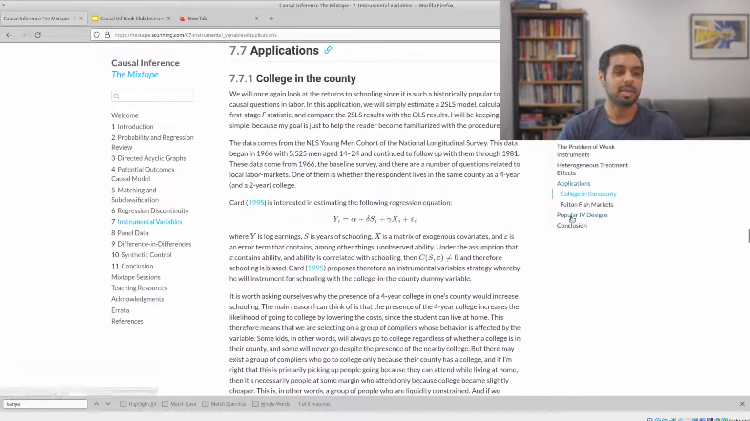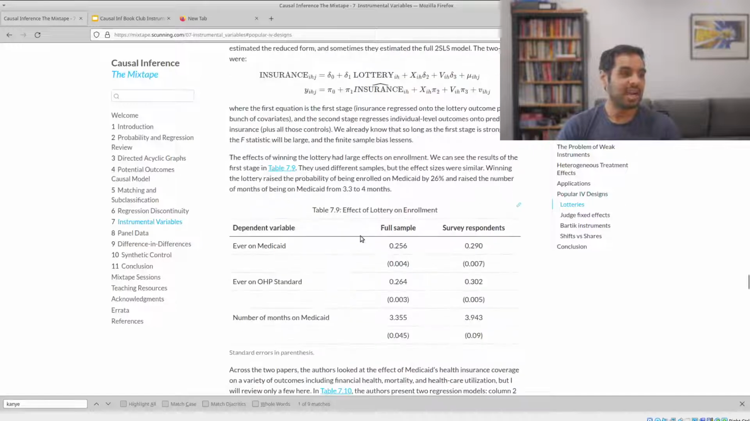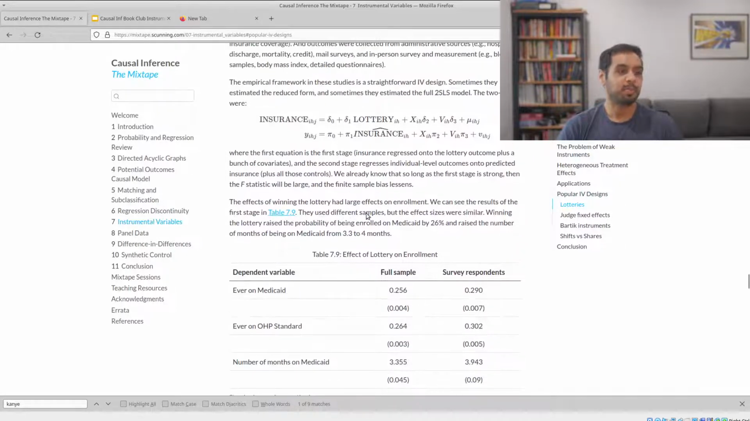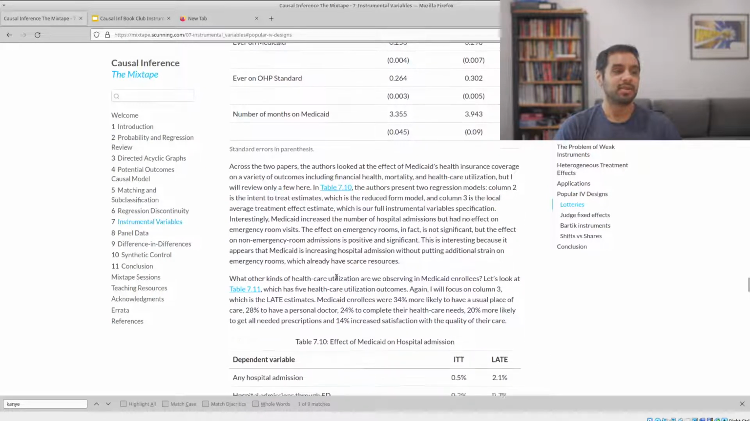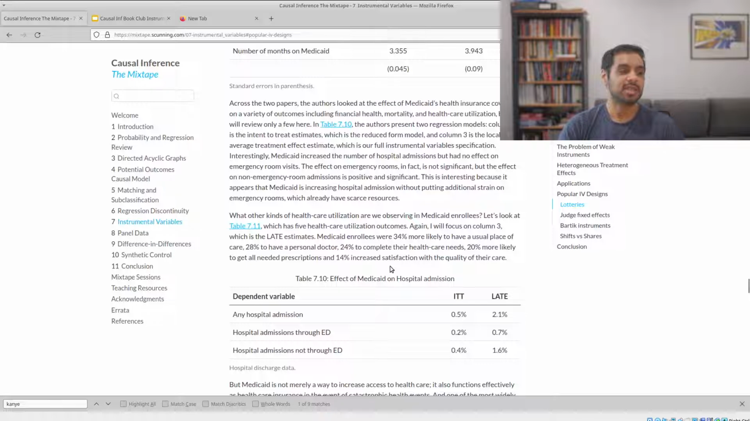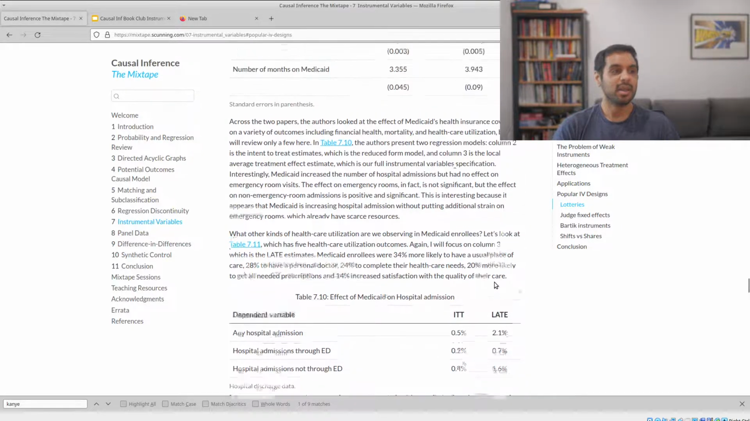If we went to the applications and we talked about the lotteries, I don't know if it's proved that if you get Medicare, you're going to get better health outcomes for the local average treatment effects. It seems to me, again, that you have to assume that it does to end up making these causal claims.